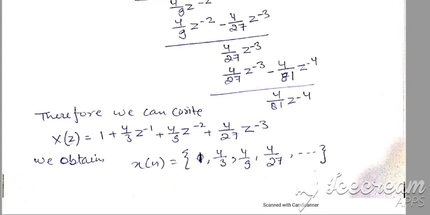Now from this value of X(z) we can write x(n). This is 1, with z to the power minus 0, so x(0) is equal to 1, x(1) is equal to 4/3, x(2) is equal to 4/9, and in this way it continues.